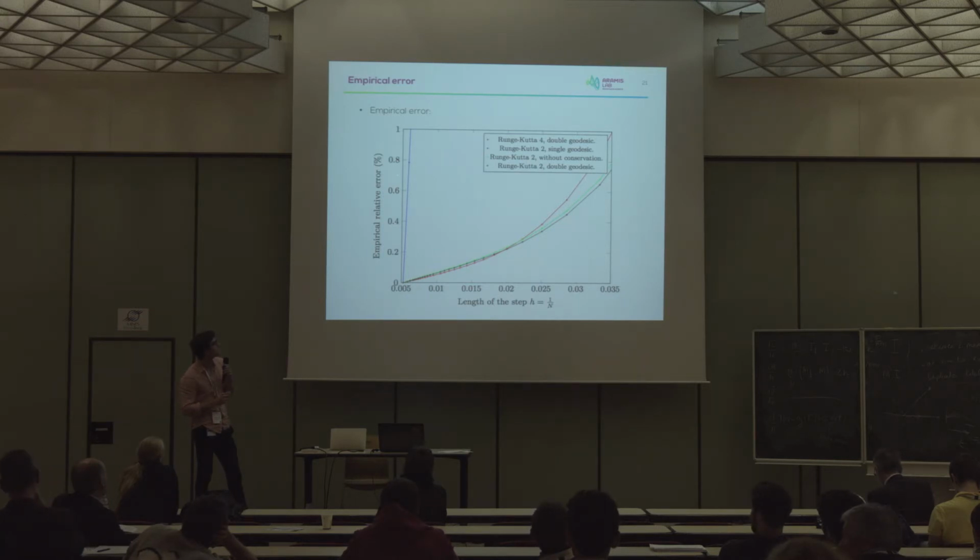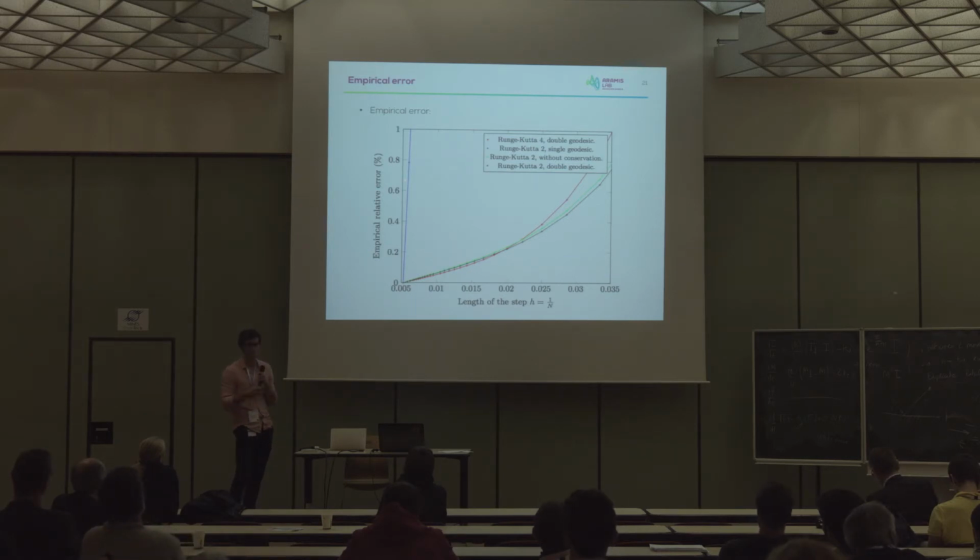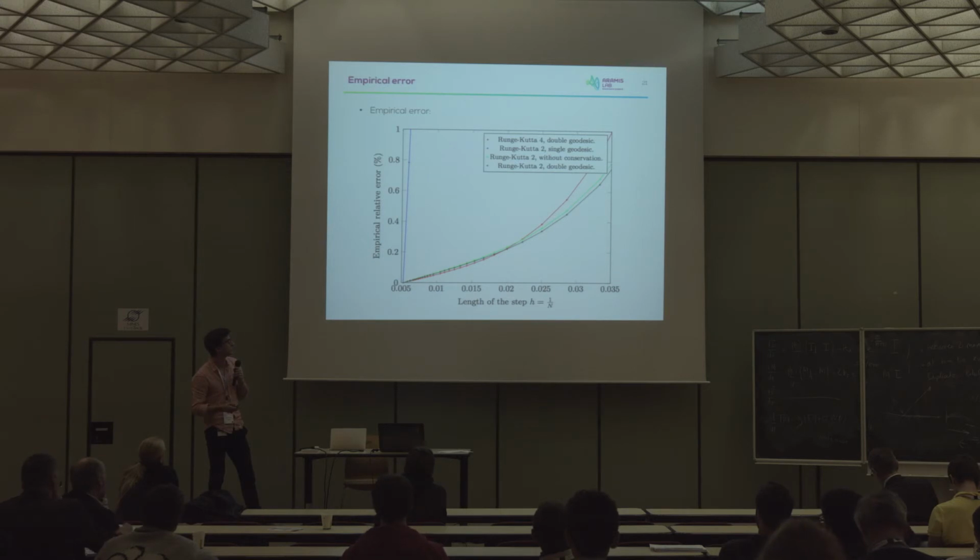But we noted that if you use a single geodesic, as I mentioned, it gives you a guarantee of convergence. But if you use a single one, then you have an error which is much larger than if you use two geodesics. So ultimately, the most cost-efficient method is to use two geodesics.